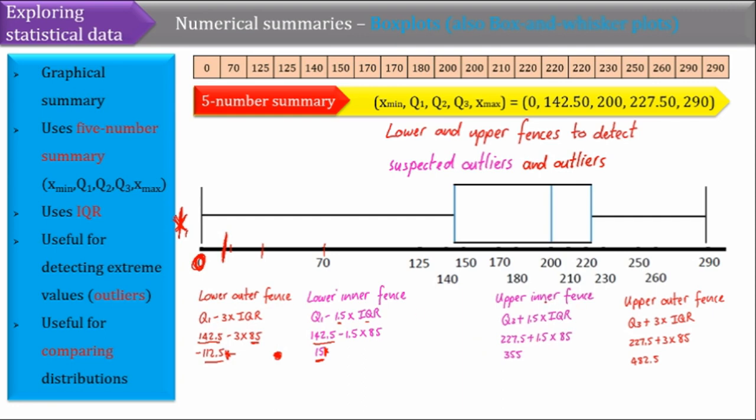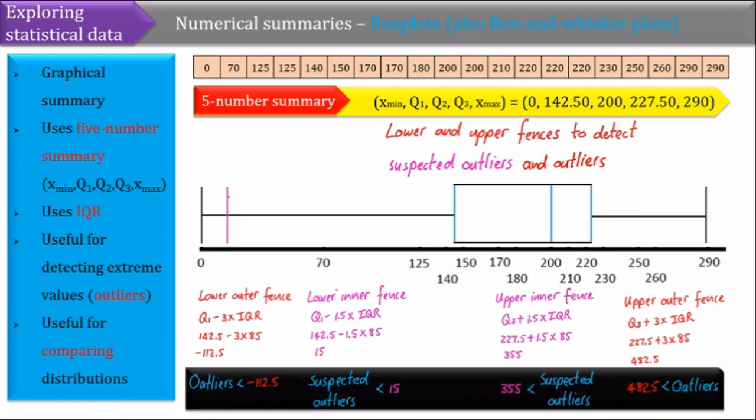On the right hand side, I have the upper inner fence, which is Q3 plus 1.5 times the interquartile range. That gives me 355. Now 355 is much bigger than the largest value in the data set, which is 290. 355 is going to be off my screen here actually. So that means the upper outer fence is even bigger than that, because here I add 3 times the interquartile range, and it's at 482.5, so it's going to be even further away. So I can actually just ignore these two for this example, because the largest value in my data set, 290, is well below the upper inner fence. So there are no suspected or definite outliers on the right hand side, right? So no really large values in the data set.